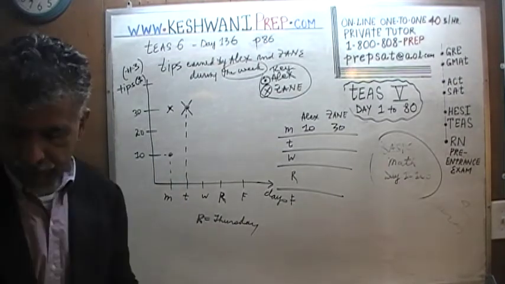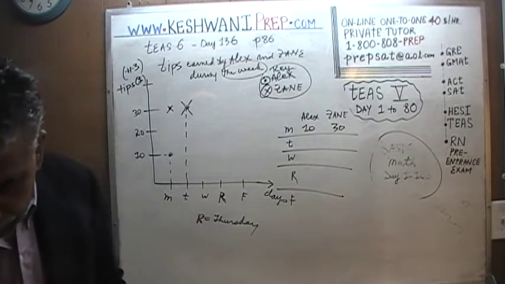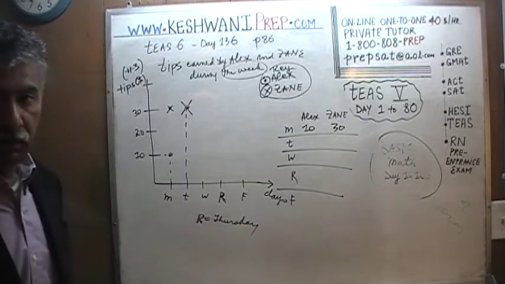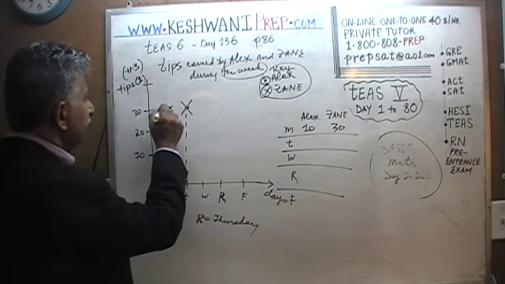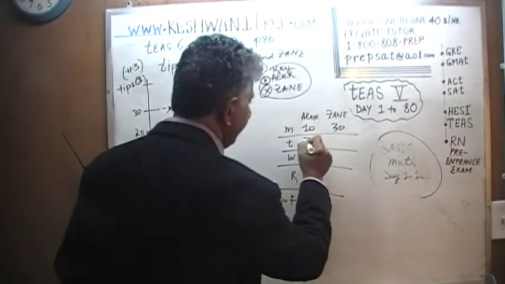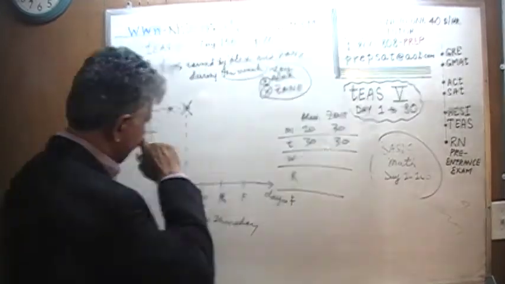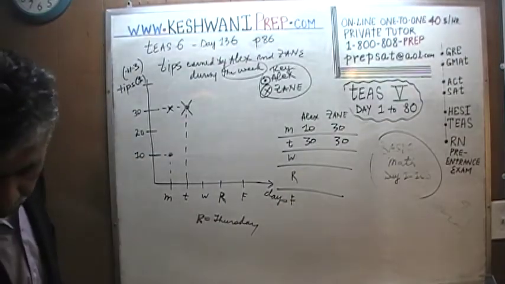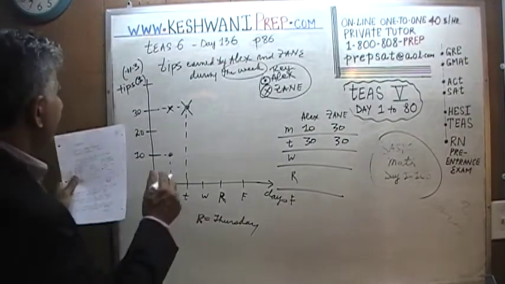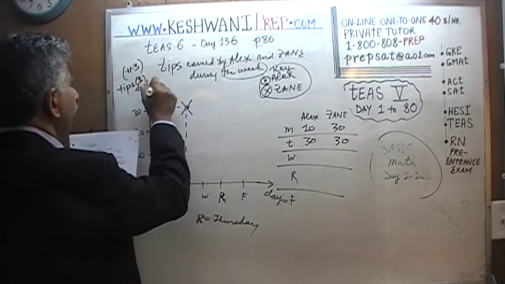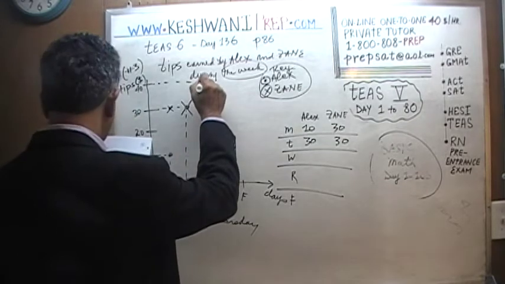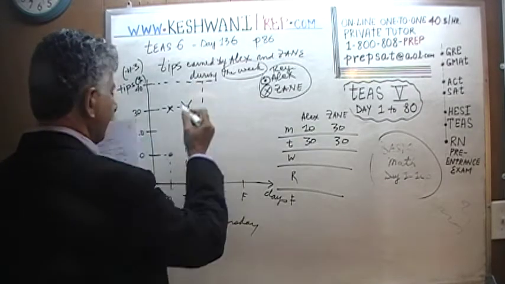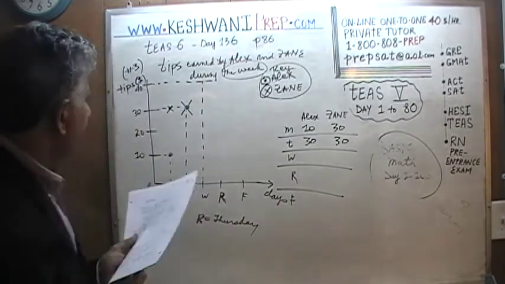What does it tell us? That tells us that they must have both earned the same amount of money on Tuesday. How much did they earn? Well, right here, $30. They both had $30 in tips. So far, so good. Next one we have is at $40, way up here, on Wednesday. And who has the $40? Well, I see a dot.